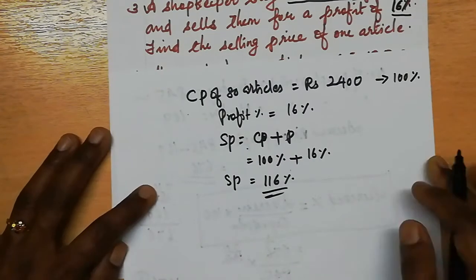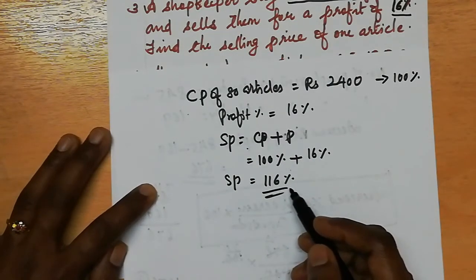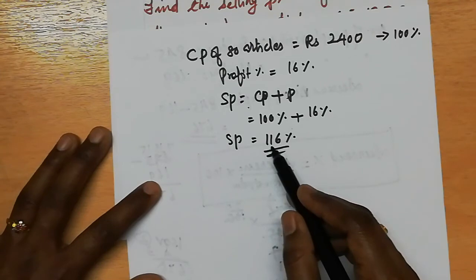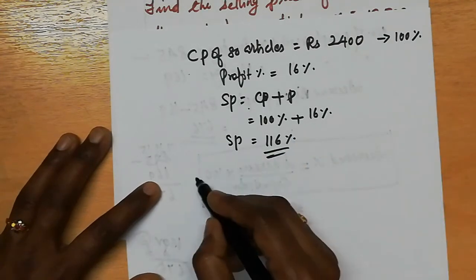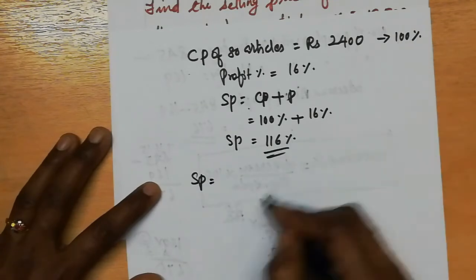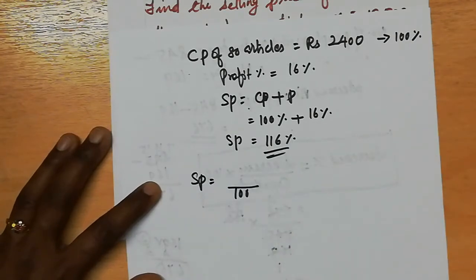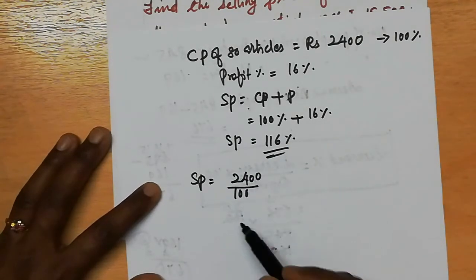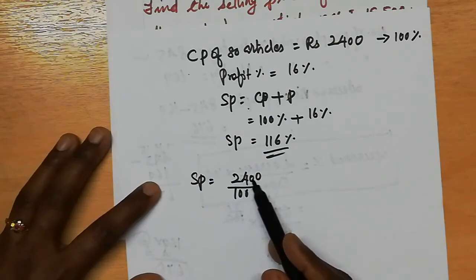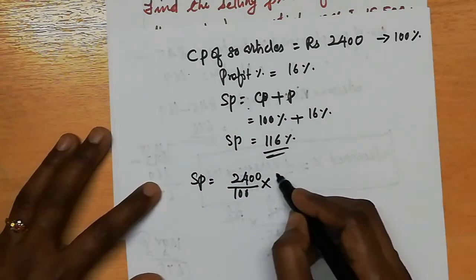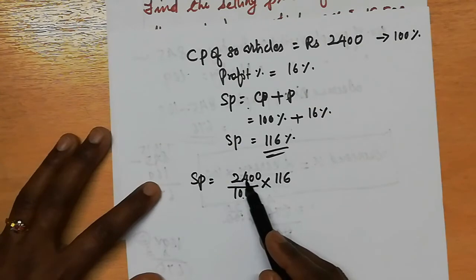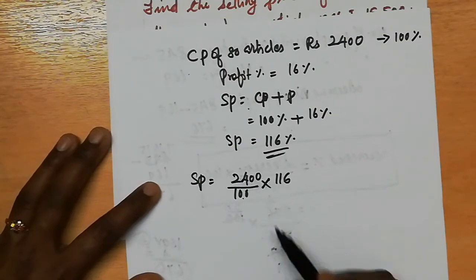Now we have to find how much is 116%. Okay, clear? Now we know that we have to find 116%. So how will we find this one? Here the selling price 100% is how much? That is 2400. Like that you have to read. 100% is 2400. Then how much is 116%? Like that. Okay, clear? One more time. 100% is 2400. Then 116% is how much? Okay, that one we have to follow.